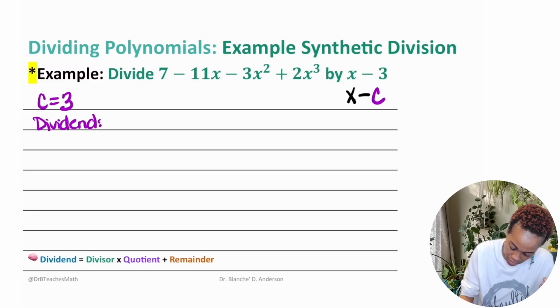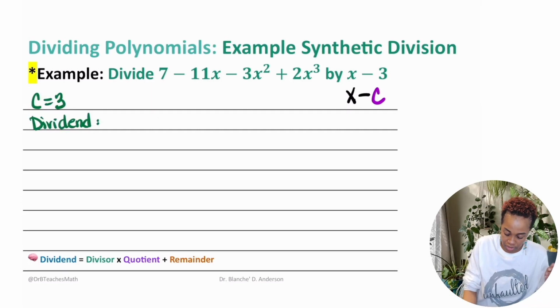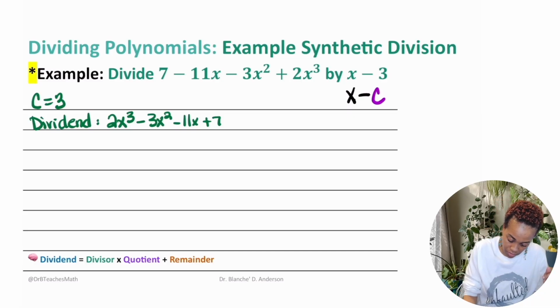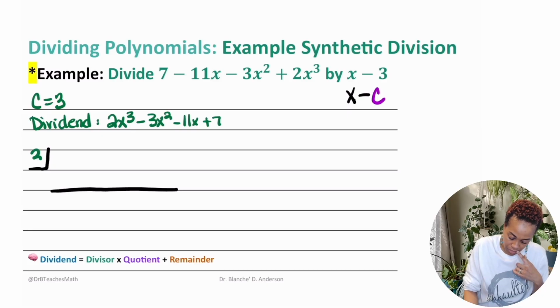I'm going to write it in descending power order. So that's going to be 2x cubed minus 3x squared minus 11x plus 7, right? 2x cubed minus 3x squared minus 11x plus 7. And now I'm going to put it here, my little synthetic division setup. We said our c was 3. I'm going to write the coefficients. So I have 2, then -3, then -11, and then 7. Okay, 2, -3, -11, and 7.